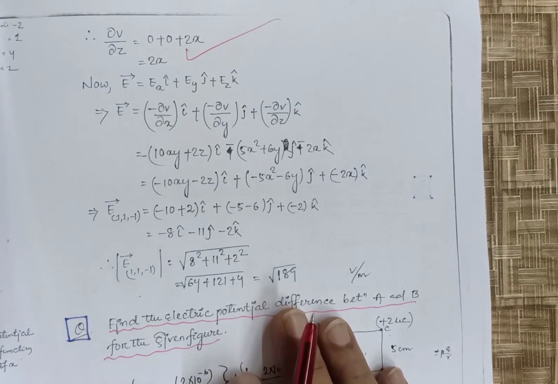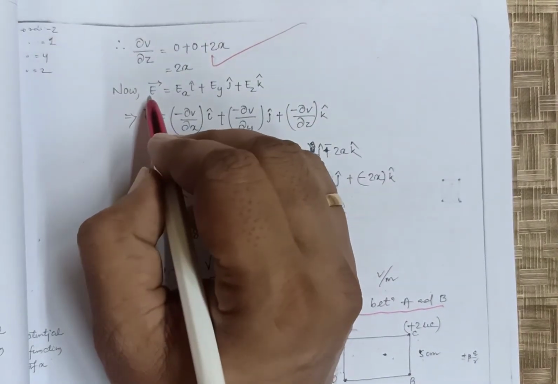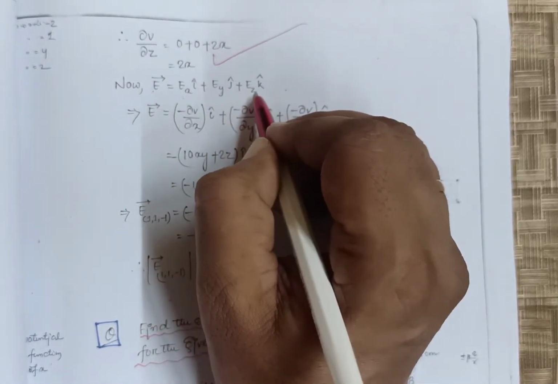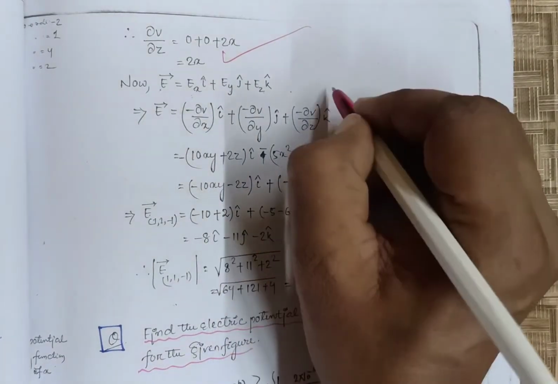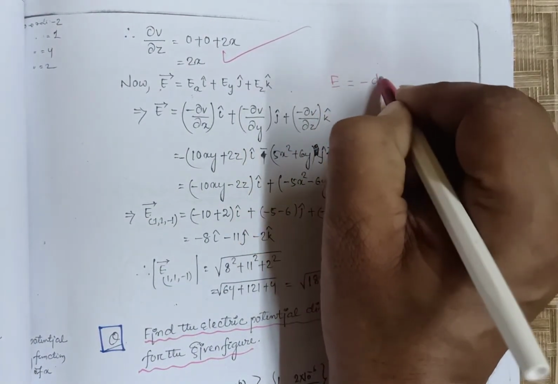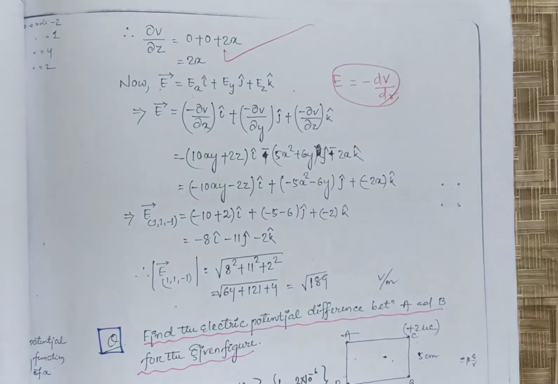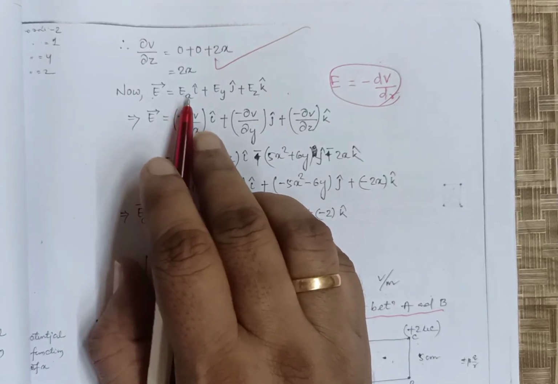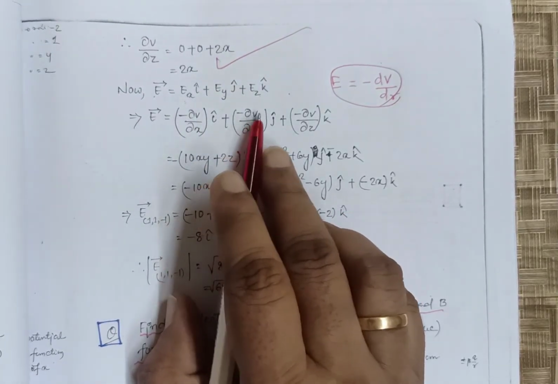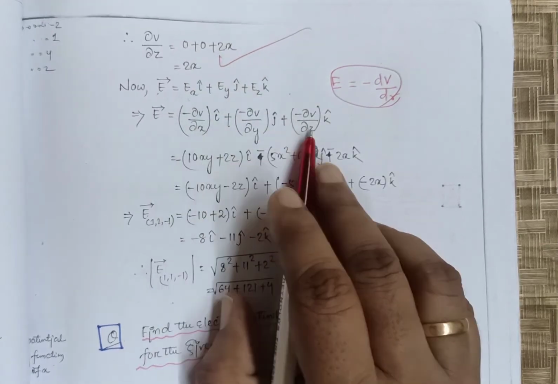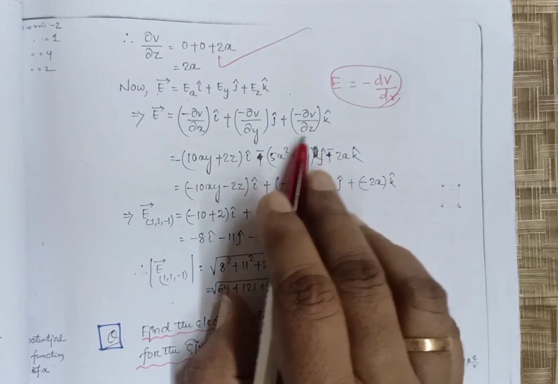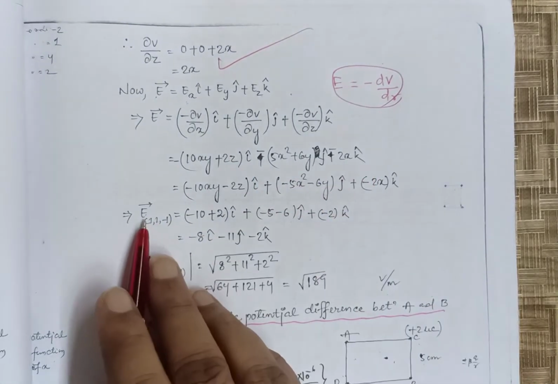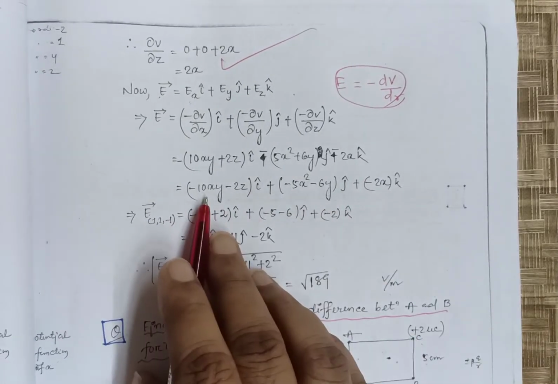Then find the electric field intensity. Electric field intensity is a vector quantity, so in component form we can write Ex i cap plus Ey j cap plus Ez k cap. But we know that intensity is equal to minus dV by dr. So for the x component we write minus del V by del x. Similarly for Ey, we put minus del V by del y. For Ez, we put minus del V by del z. What we have calculated is put in here, with i cap, j cap, k cap mentioned, and the intensity in vector form is written in terms of the variables.